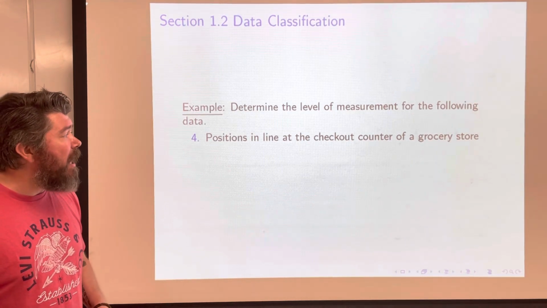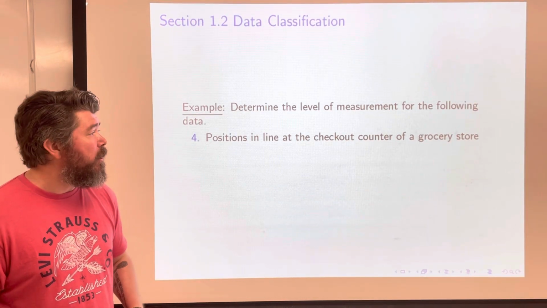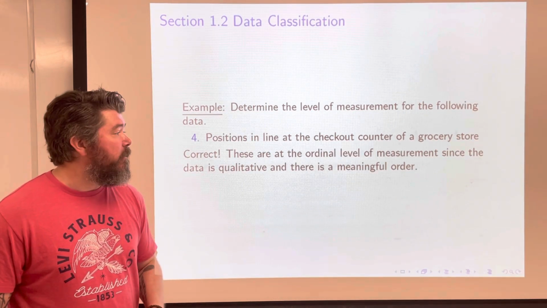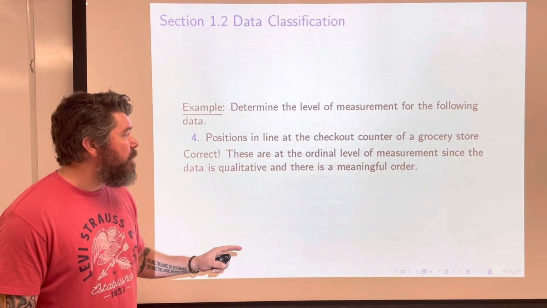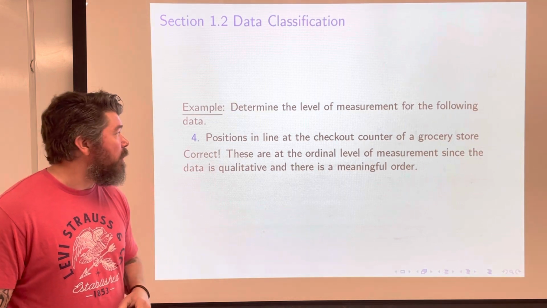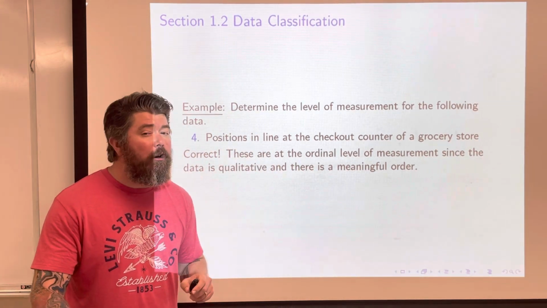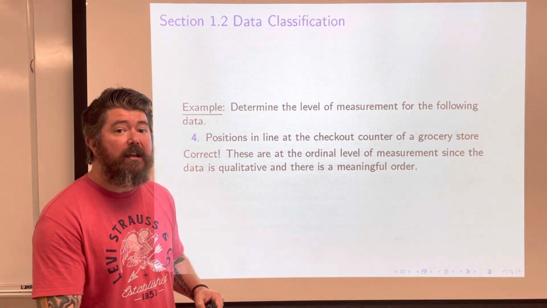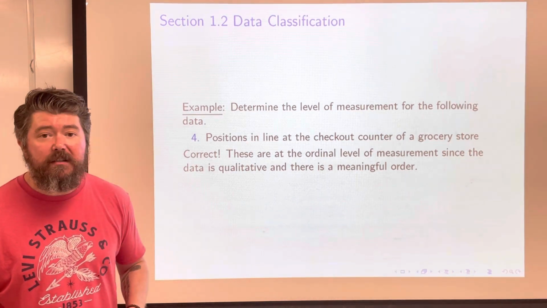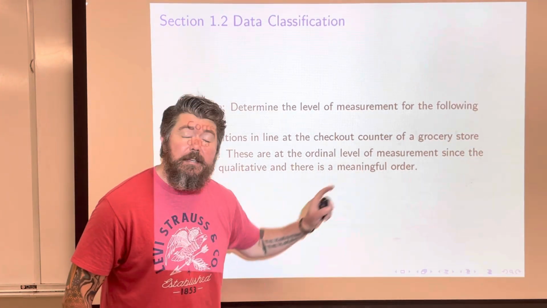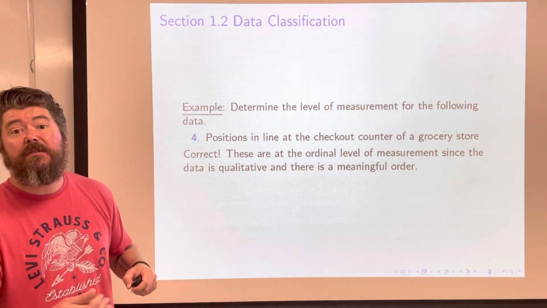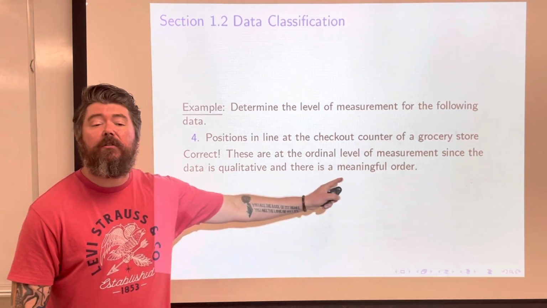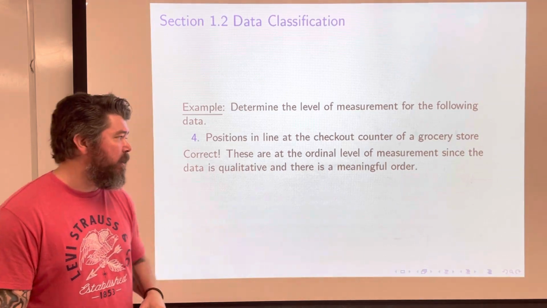Finally, positions in line at the checkout counter of a grocery store. Correct. These are at the ordinal level of measurement, since the data is qualitative and there is a meaningful order. Again, positions in line are numeric, but this is one of those where it's just a label. I am first in line, right? It's just labeling that I am the first customer, okay? But there is a meaningful order because first comes before the second person in line, which comes before the third person in line. So we can create a meaningful or natural ordering with these data.